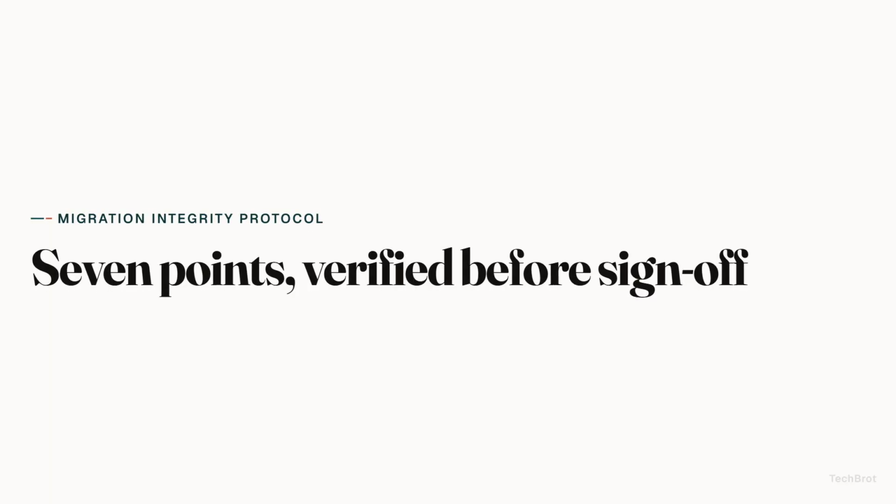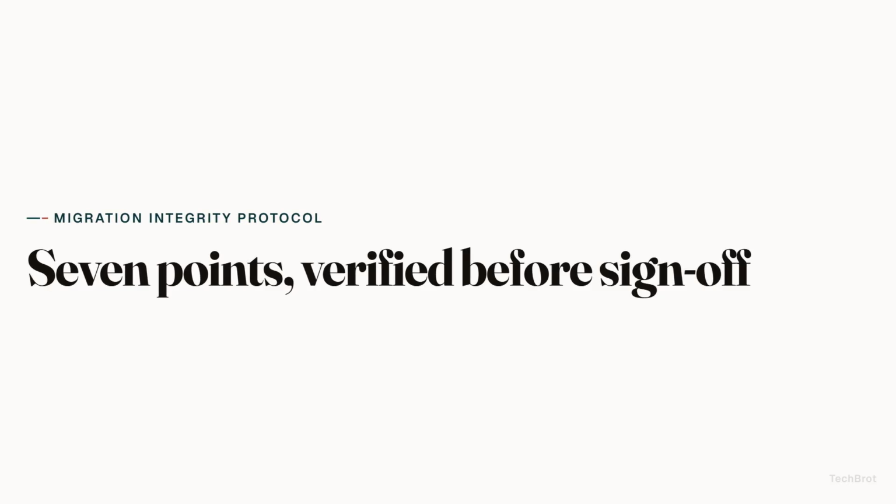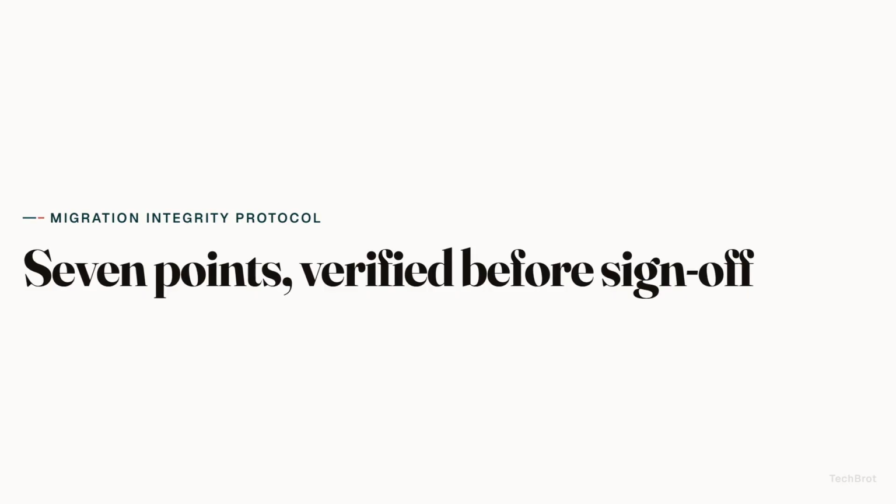The Migration Integrity Protocol is a 7-point verification, run before any migration is called complete, the standard that separates a migration somebody actually checked from one that merely finished running. 7 things verified every time on every engagement before anyone signs it off.